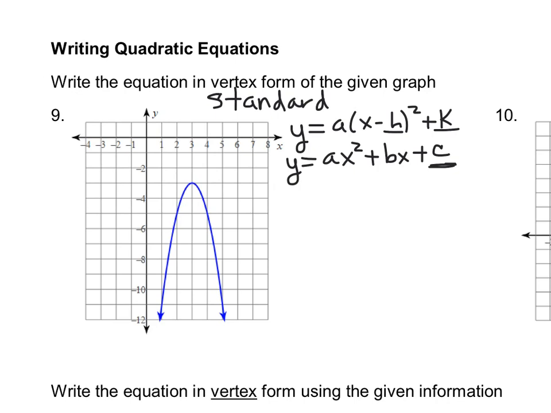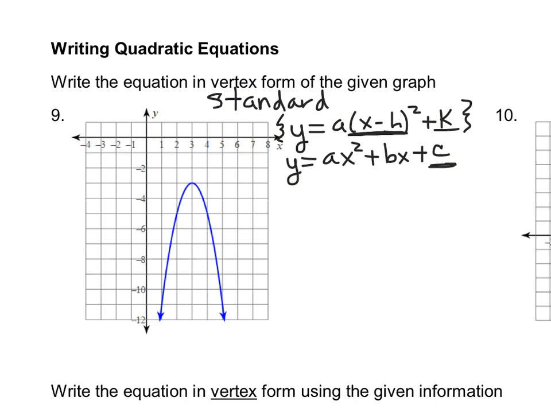Now the vertex form, this form right here, is also the form that we write when we're completing the square. So whenever you're doing a completing the square problem, this part right here is what you're trying to create. So that might help you keep all of these different formats and forms and formulas separated if you understand what they are and where they come from.